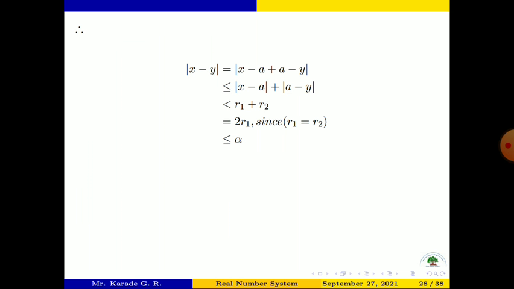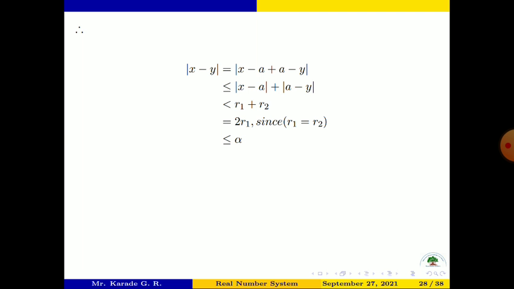We will use them afterwards. Now consider mod of x minus y. It is equal to, with some adjustment, mod of x minus a plus a minus y, and we separate the modulus by the triangle inequality. It is less than or equal to mod of x minus a plus mod of a minus y. But mod of x minus a is strictly less than r1 and mod of a minus y is strictly less than r2. Therefore, the second step is strictly less than r1 plus r2.